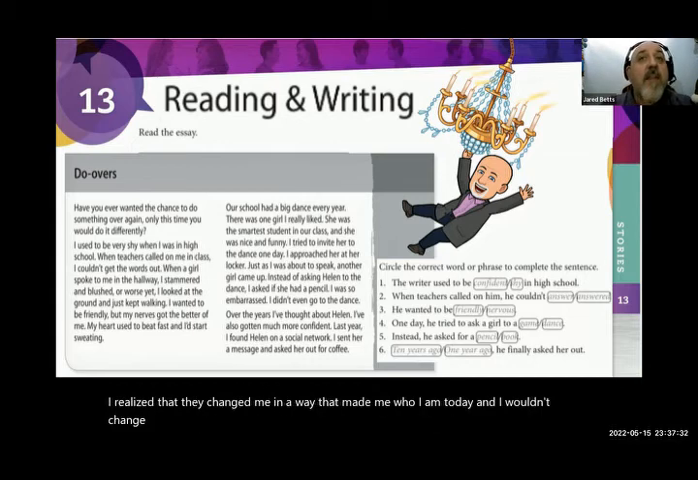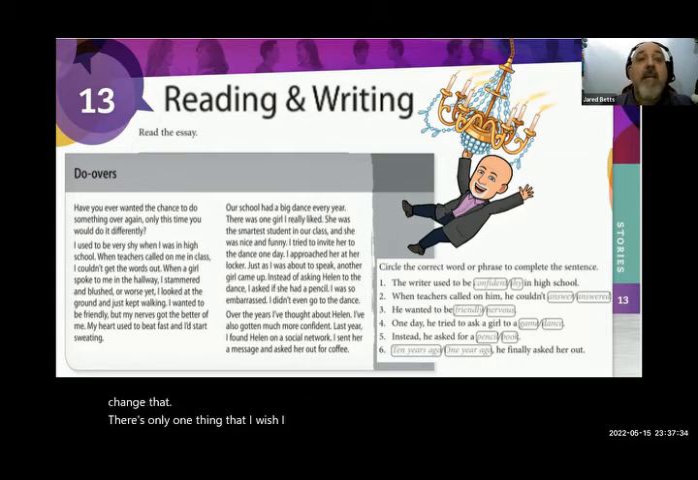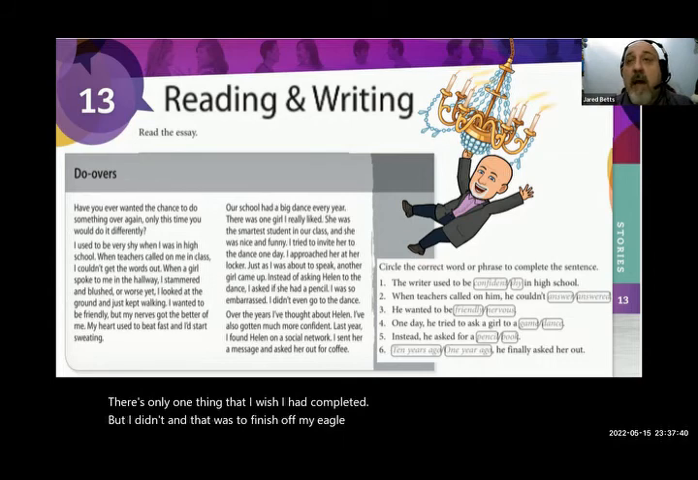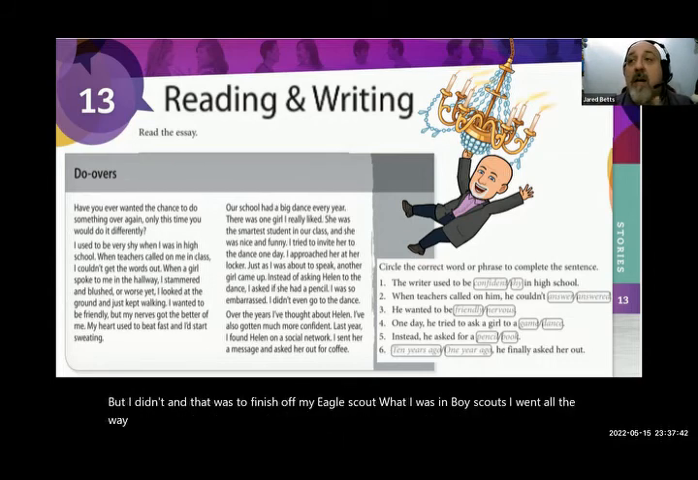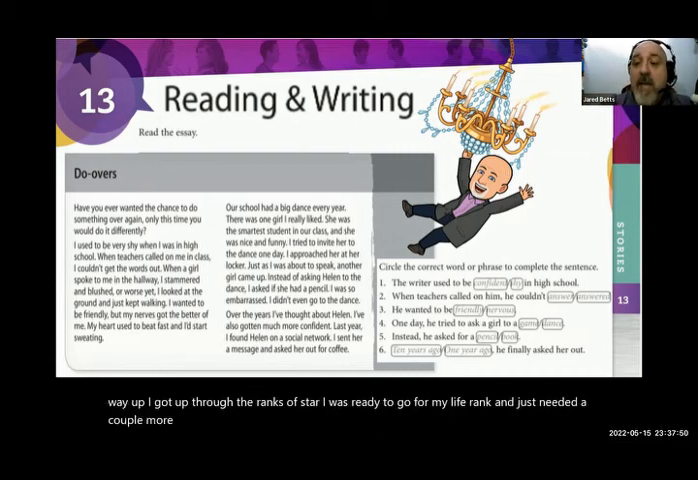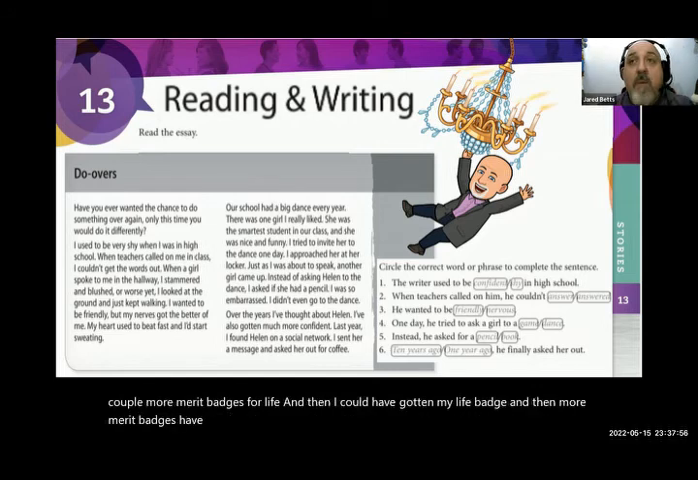There's only one thing that I wish I had completed, but I didn't. And that was to finish off my Eagle Scout when I was in Boy Scouts. I went all the way up. I got up through the rank of Star. I was ready to go for my Life rank. I just needed a couple more merit badges for Life. And then I could have gotten my Life badge and then more merit badges and moved on to being an Eagle, but I gave up on it.